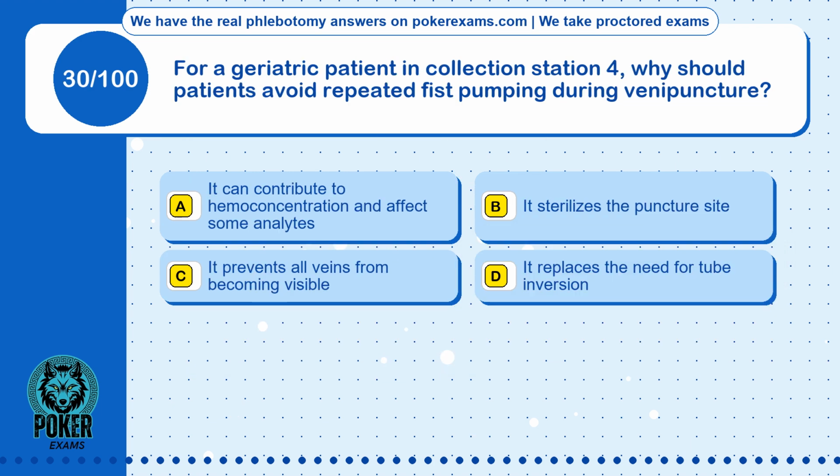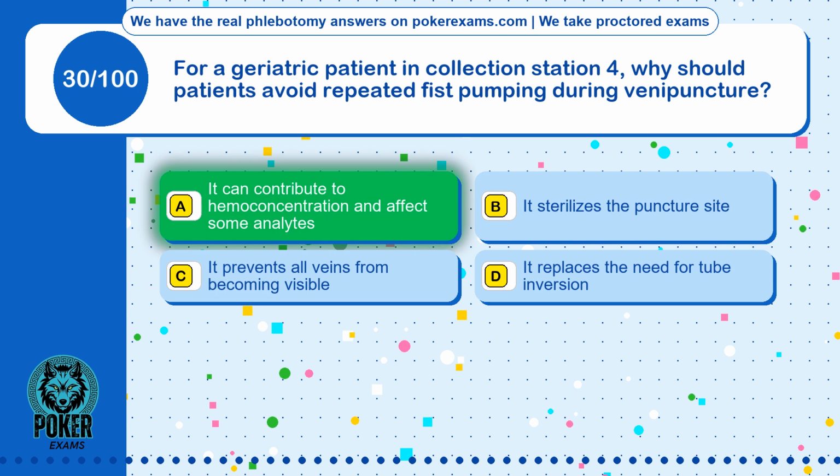Question 30. For a geriatric patient in collection station 4, why should patients avoid repeated fist pumping during venipuncture? Option A. It can contribute to hemoconcentration and affect some analytes. Option B. It sterilizes the puncture site. Option C. It prevents all veins from becoming visible. Option D. It replaces the need for tube inversion.